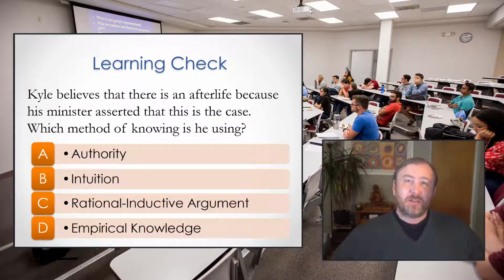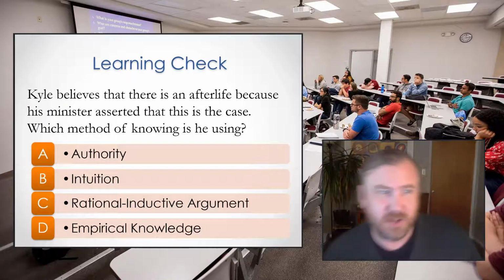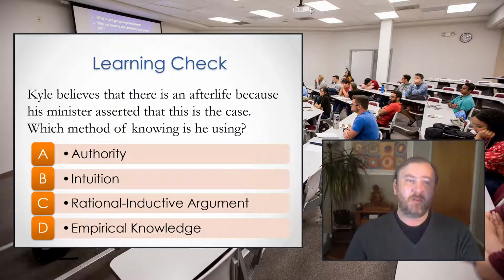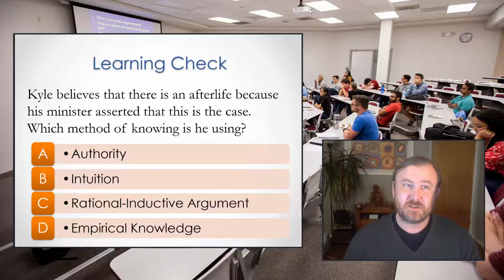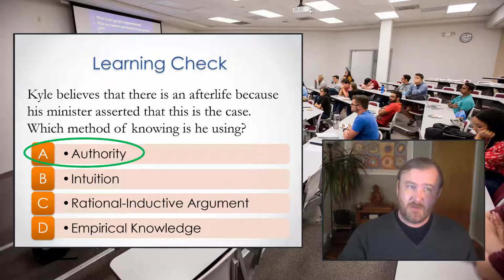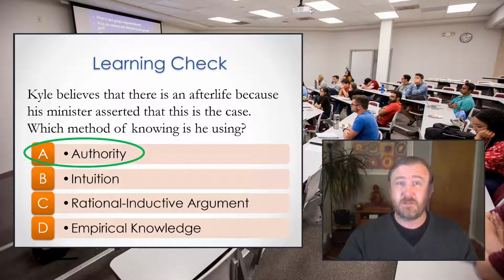Okay, so let's just do a real quick review here. Say Kyle believes that there's an afterlife because his minister asserted that this is the case. What method of knowledge would Kyle be using to come up with this? It would be authority, right? Because he's relying on an expert, on his minister.